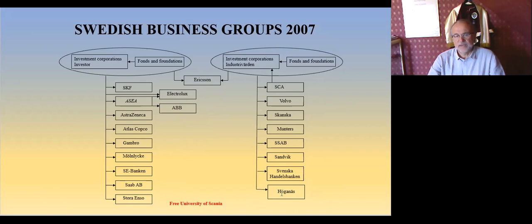Then we have the Handelsbank Group. They control SCA in what is called wood and paper. They control Volvo, that was the car and truck corporation by then. Skanska, SSAB, the steel corporation that I have a small part of. And then here they have Svenska Handelsbanken, the bank that is the basis of this business group. So they also have several highly international, quite competitive corporations that they control.